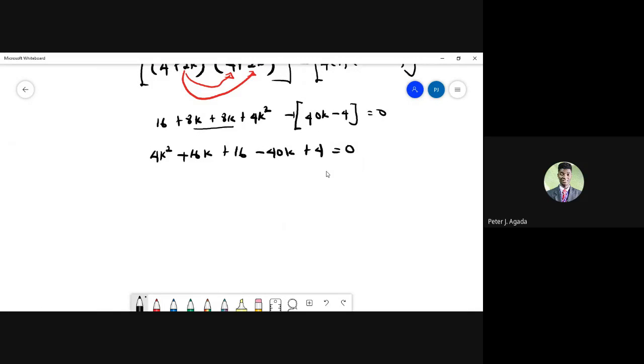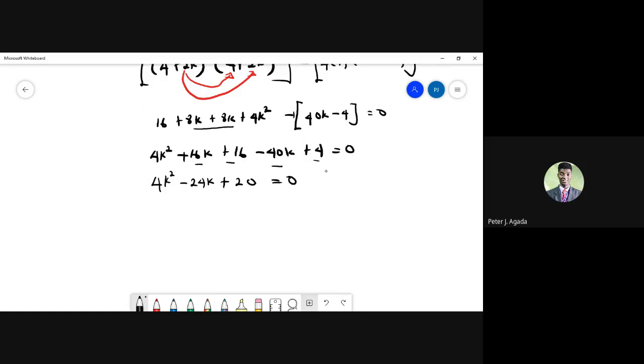So we can have a 4. I'll just remove this so it's not too dark for us to see. I can have my 4k squared, plus my 16k, so we can have 16k and 40k. So 16 minus 40 gives us negative 24k. We have a 16 here, plus 16 and plus 4 gives us plus 20 equals to my 0. So now we have our quadratic equation, and then we can use that to determine our value of k.